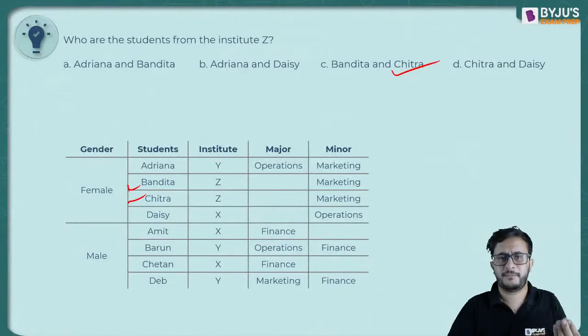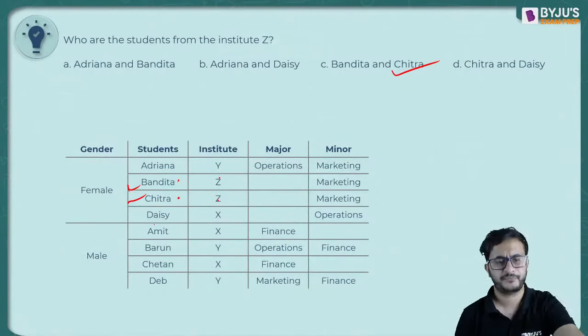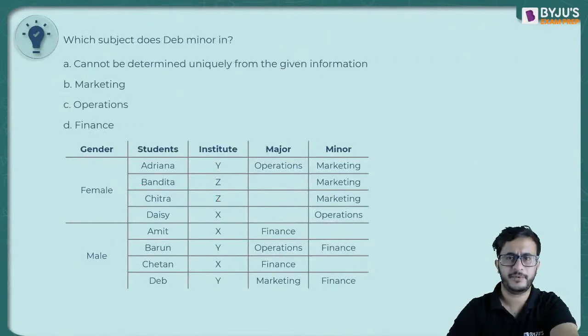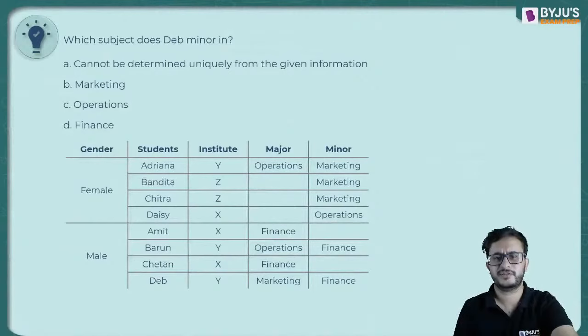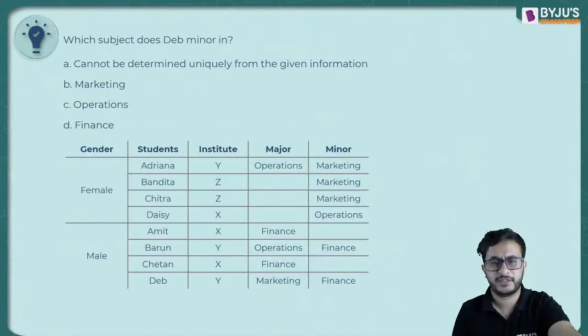right? क्योंकि ये बंदिता और चित्रा वाली चीज we had figured out in the beginning, right? In fact, I started with this statement itself, that these are the 2 people in the institute Z. Okay, so if you are running short of time, you will definitely be able to score those three valuable marks. That could be a difference between some like new IM to an old IM, right?